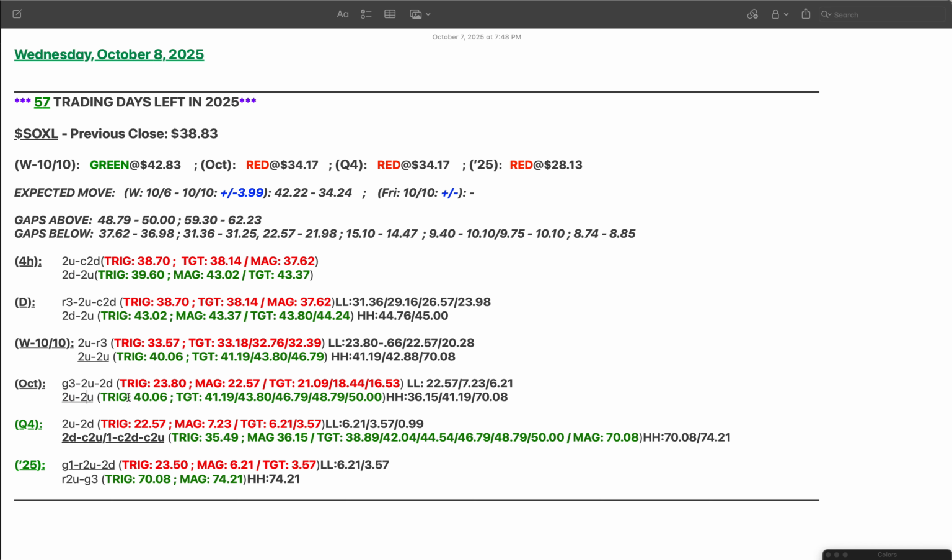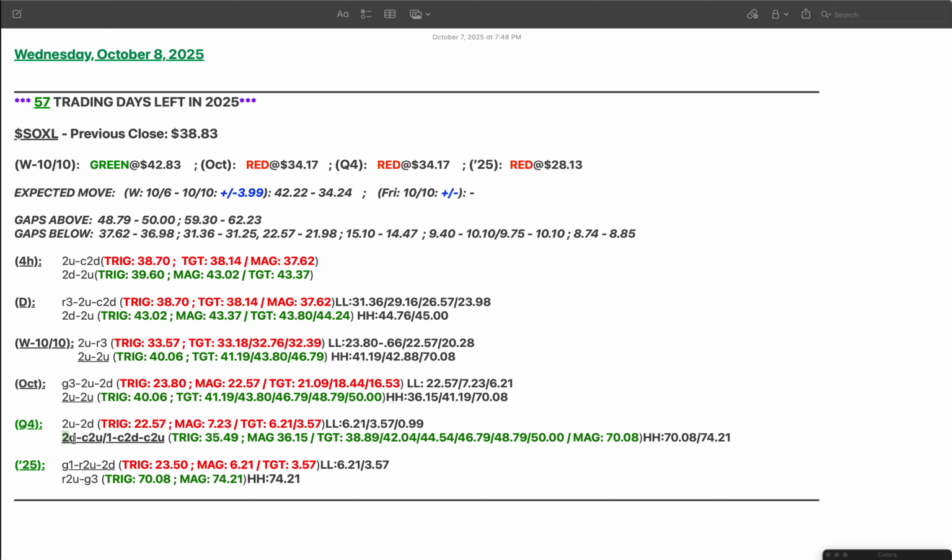Again, from the month, we are no longer in force because that triggered at 40.06, and we're sitting here at 38.83. But we did trigger the 2 up, hit a couple of these targets, but we've still got the extended targets here in case we can continue to push up through the end of the month.